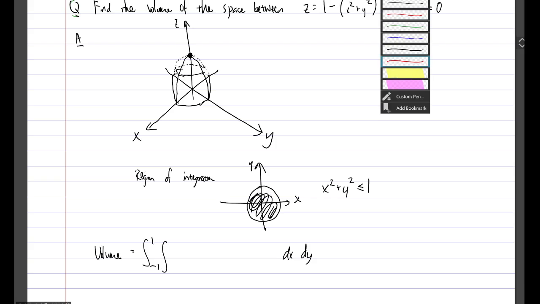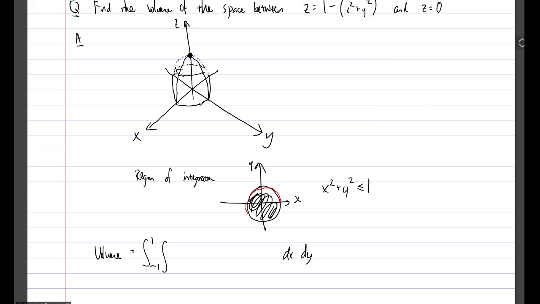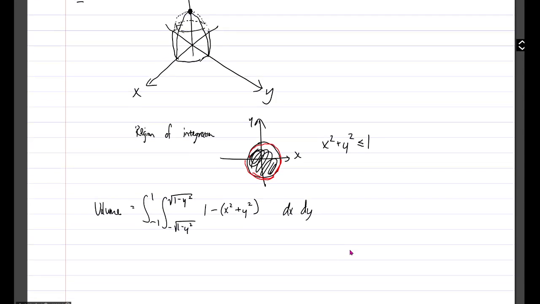And then let's see, the upper x value and the lower x value. So I'm thinking about this and that. So the lower part here would be negative root 1 minus y squared, positive root 1 minus y squared. And then we're trying to talk about the volume. So remember that the volume under a surface is the integral of this here as a function. So we should stick 1 minus x squared plus y squared here. Okay, so there it is.